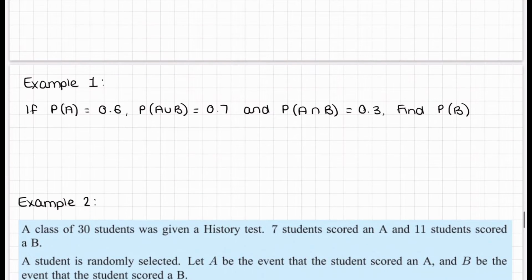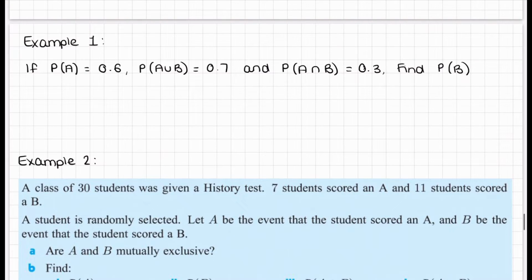So a few examples to kind of cover all of the different laws. If the probability of A equals 0.6, the probability of A or B equals 0.7, and the probability of A and B equals 0.3, find B. Now in this, we are not told about any independence whatsoever, so we need to use the addition law, which I will just write out here, which is the probability of A or B equals the probability of A plus the probability of B minus the probability of A and B.